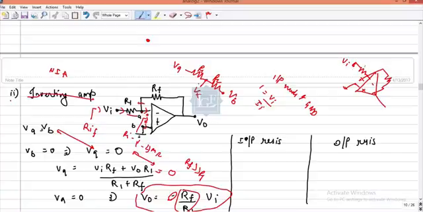This is the input node. So what is the resistance that you are seeing between the input node and ground? This is the input node and ground. So this is the resistance that you are seeing between input node and ground. So the input resistance of non-inverting feedback amplifier is R1. Sorry, it's R1. What is output resistance?